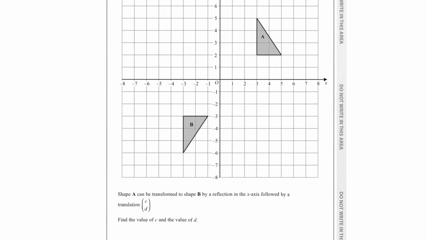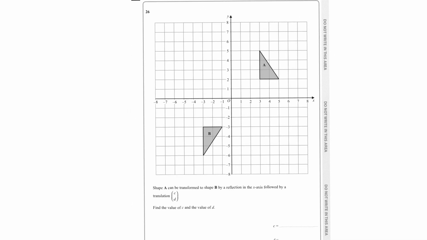Then moving on to the next question, it says that shape A can be transformed to shape B by a reflection in the x-axis followed by a translation. Find the value of C and find the value of D. So the first thing that we're going to do is our reflection of triangle A along the x-axis here. I'm going to remove that line so it's less confusing.